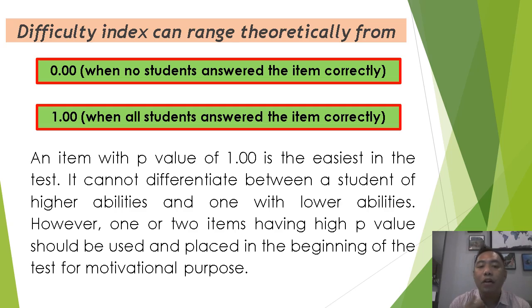However, one or two items having a high p-value should be used and placed at the beginning of the test for motivational purposes. So it is important when making your test or examinations to put those questions as the first items of the test, to motivate your learners to answer and finish the examination, having 1.00 as the P or difficulty index of those certain questions.